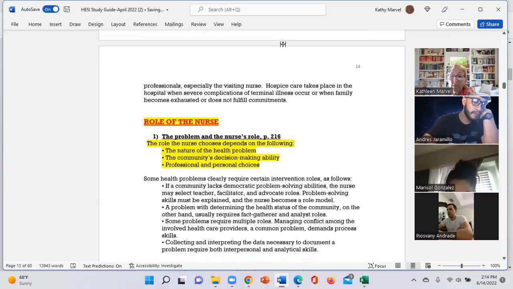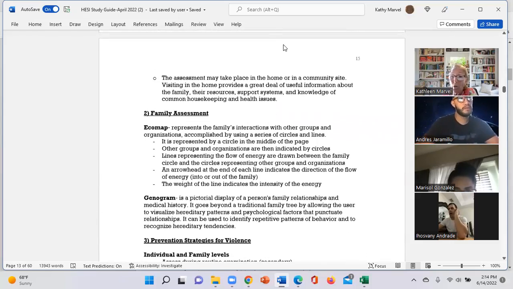Our next concept is another large topic that covers several pages, which is the role of the nurse. There are lots of things discussed in this section. What is our role in family assessment? Here's where it discusses the difference between the EcoMap and the genogram. Looking at previous HESIs, one of the topics covered is a question about the EcoMap. So know your eco maps and your genograms. Again, we went through this in class.